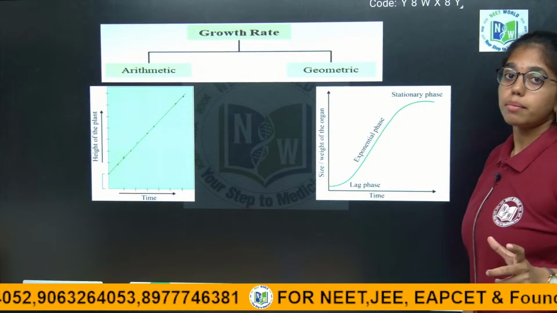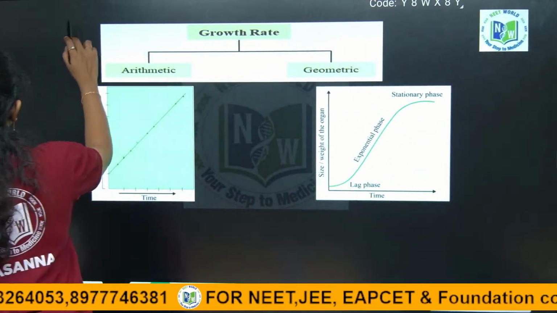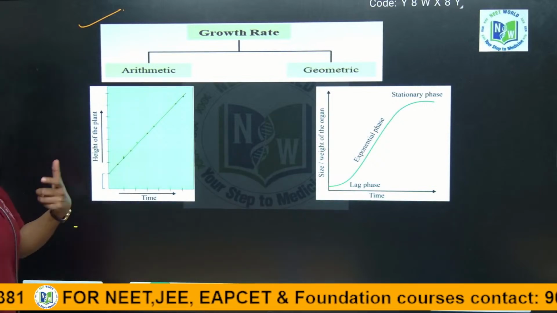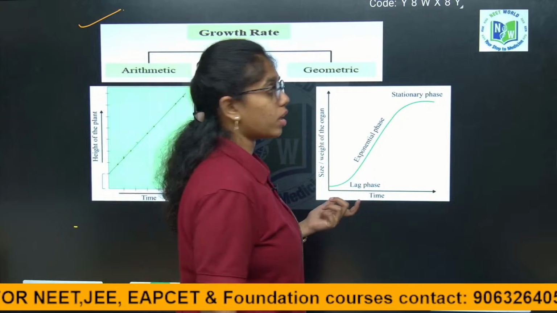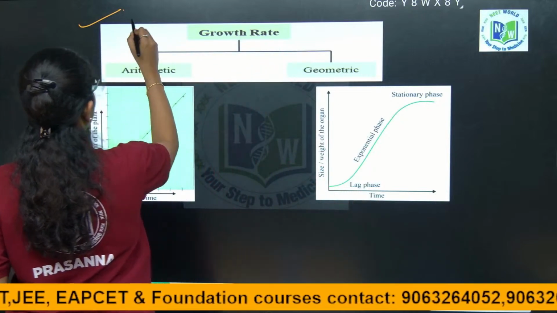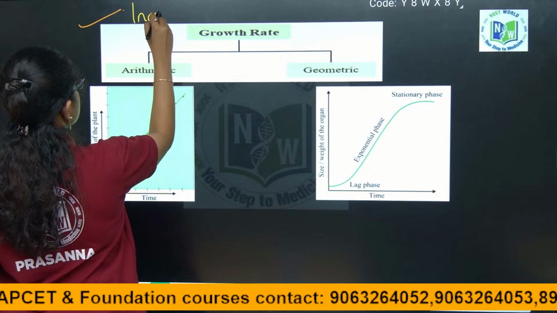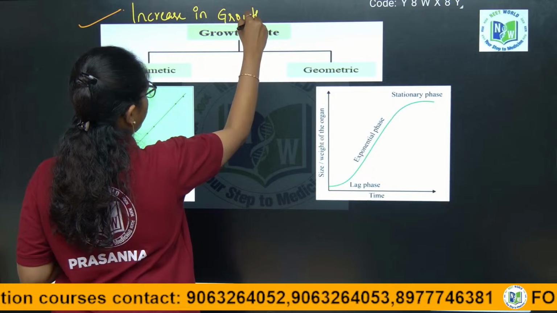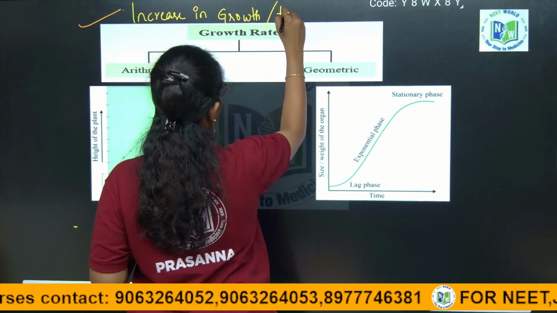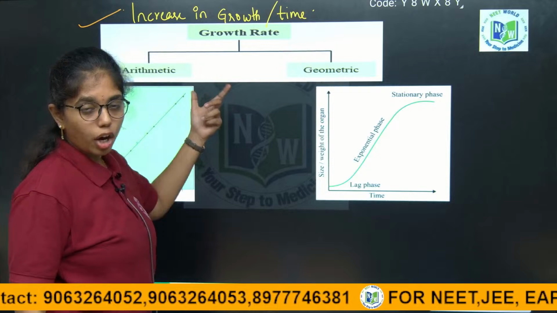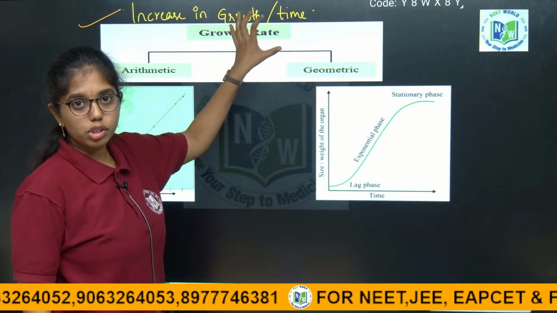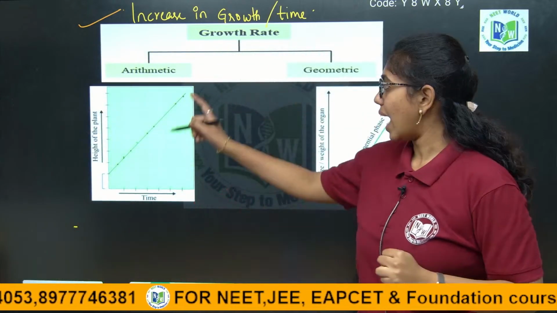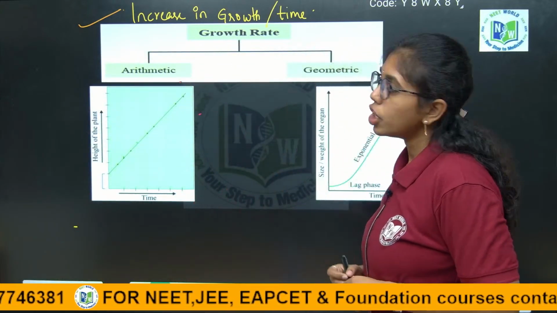Then comes growth rate. What is growth rate? Growth rate is nothing but increase in the growth of a plant per unit time. Increase in growth of any organ or plant per unit time is called growth rate. Two types of growth rates are observed. One is arithmetic growth and the second is geometric growth.